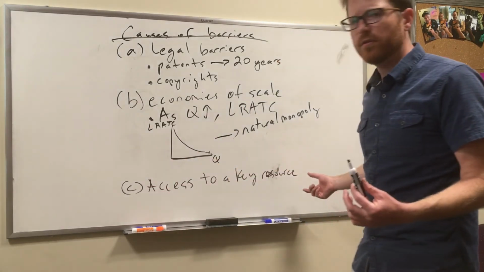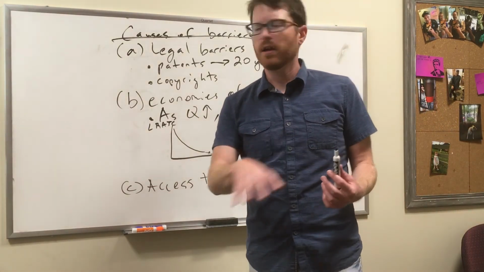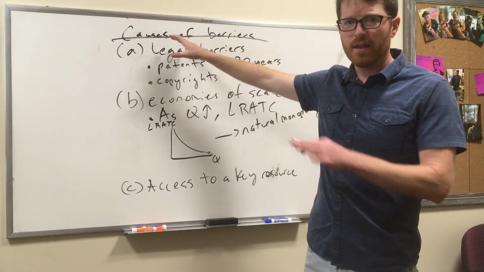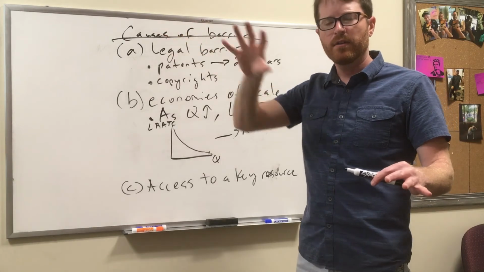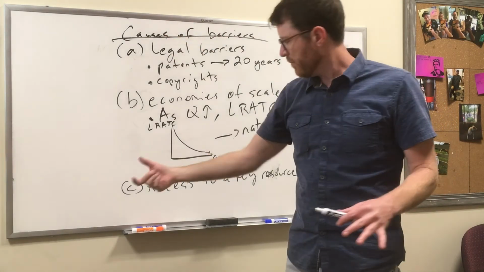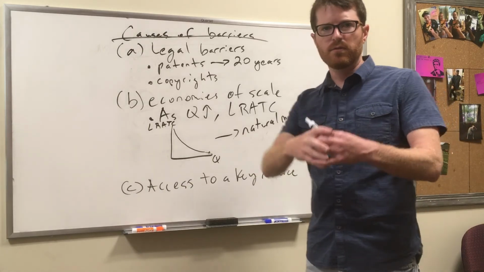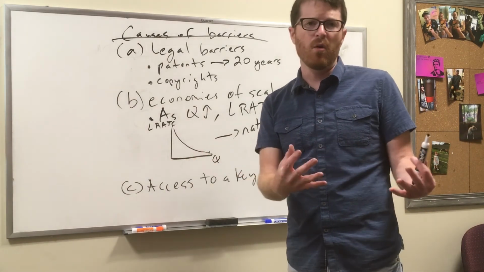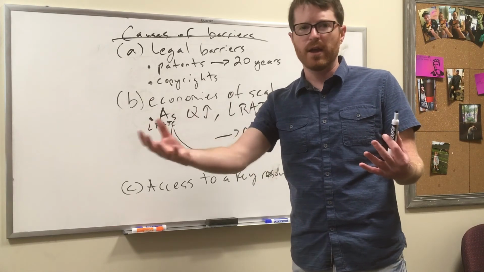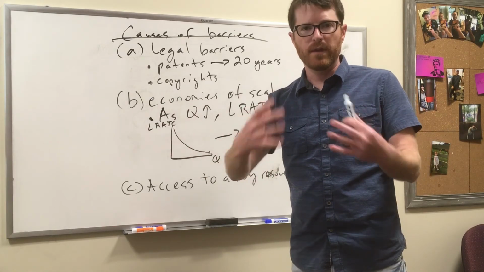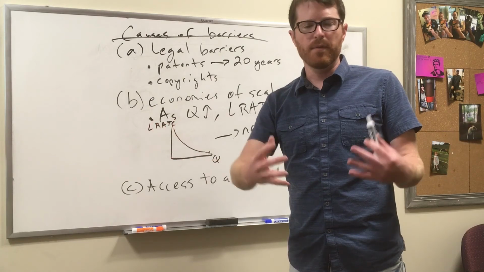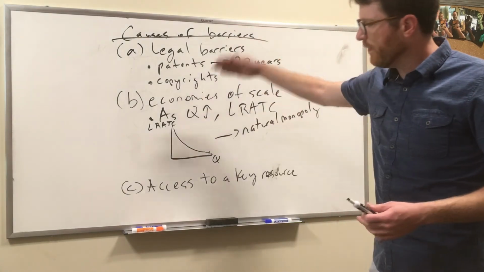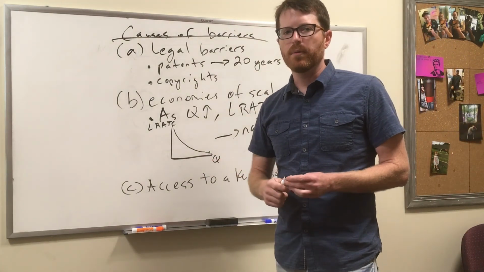So access to a key resource: Sodexo at Georgia College. That's kind of like combining these two. There's a legal barrier in the sense that the state government of Georgia has allowed Sodexo to be the exclusive seller, but also they have access to a key resource, which is Georgia College's campus. So in some cases it may be caused by the government, but not always. An example is De Beers. De Beers has nothing to do with governments. They've just gone in and bought a bunch of the mines over time, and now they're able to charge a higher price for diamonds. So one of these three criteria is going to be met for monopolies to occur.